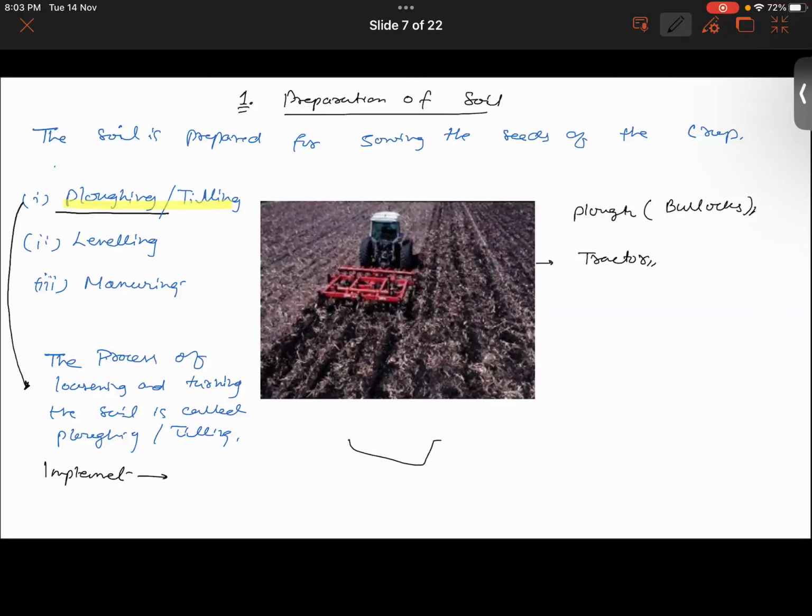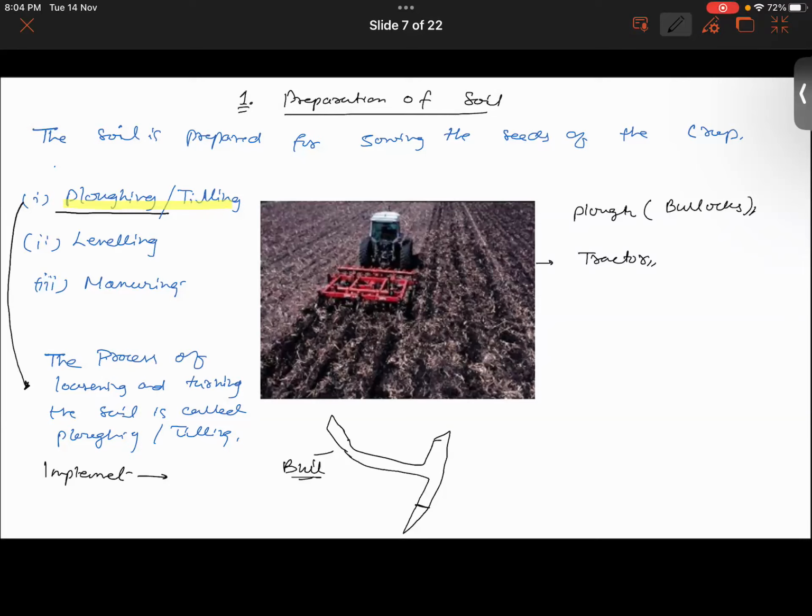Sir, a hoe. A hoe can also be used, but ploughs are now better as compared to a hoe. Yes, a hoe is a very simple and small tool, like in the gardens you can be using that. Not only in the garden, you can actually use it in the field also. It has a different structure than the plough. Plough ki structure kuch is tarah se hoti hai. This is basically pulled by the bulls.